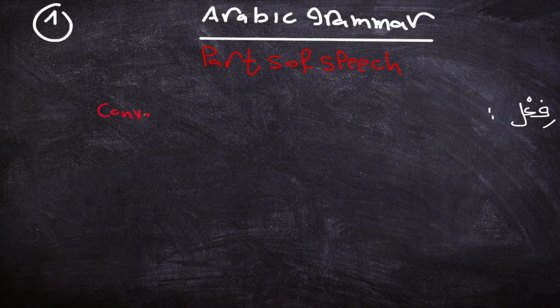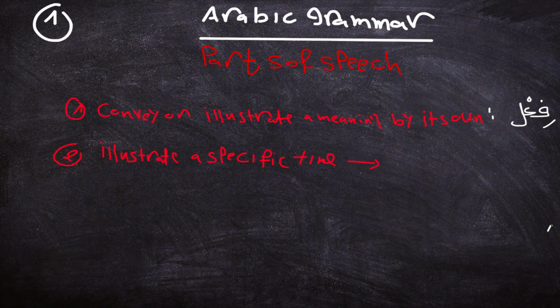But the verb is exactly like the ism. However, it shows us or illustrates a specific time, an action that happened at any time. But harf is just a word, it has no meaning by its own. Like if you put a word like fi, ala, it has no meaning by its own. It needs other words to complete the meaning.